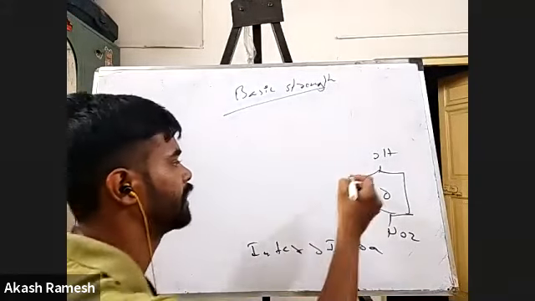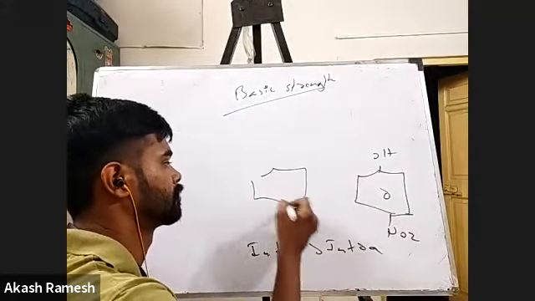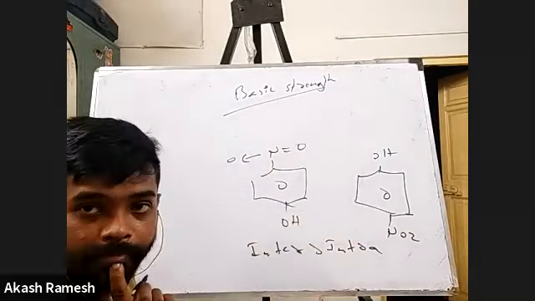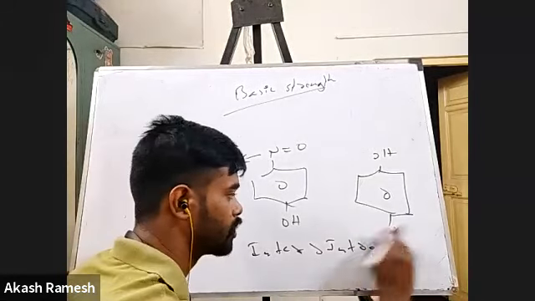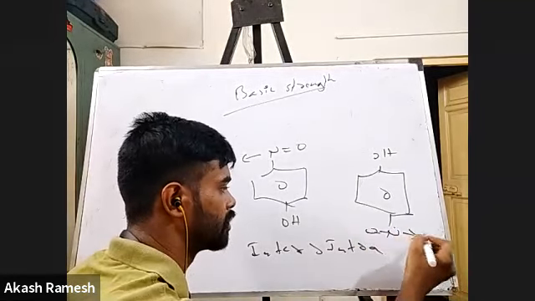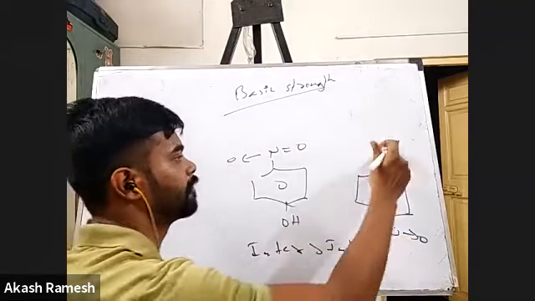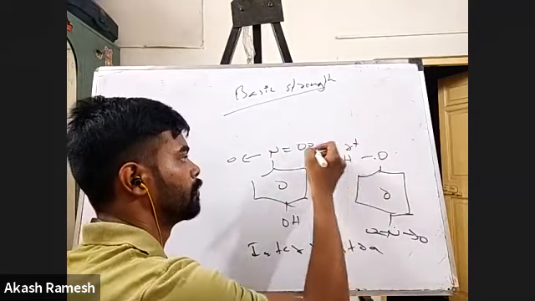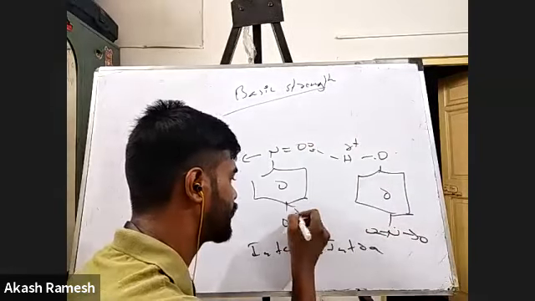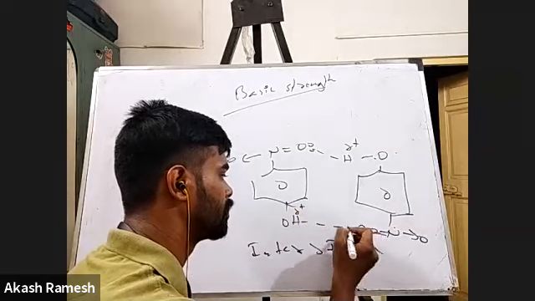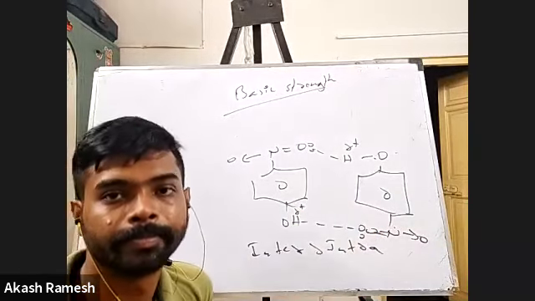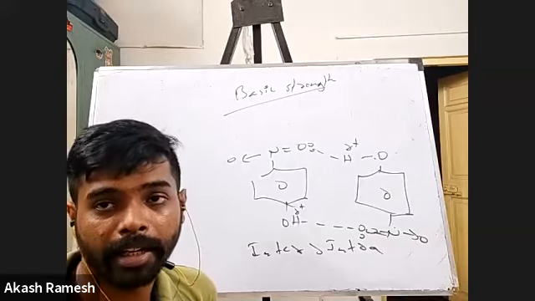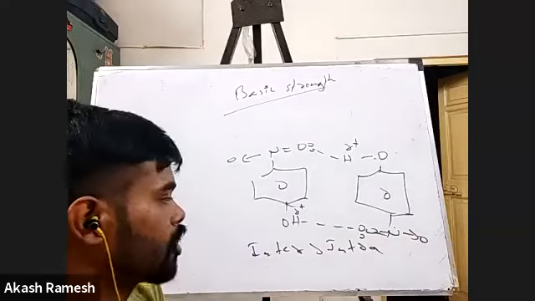I can write it like this. And now this also I can write like this. Again, I can have interaction between these two and interaction between these two. Now this is an example of intermolecular hydrogen bonding. So definitely intermolecular is going to be stronger than intramolecular.